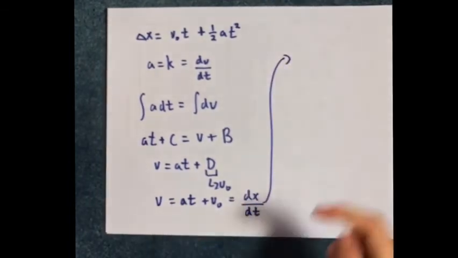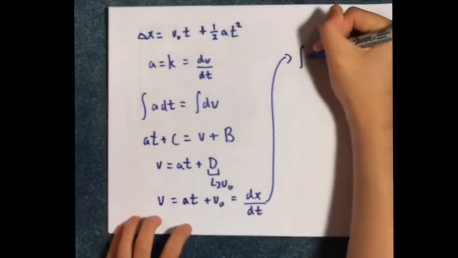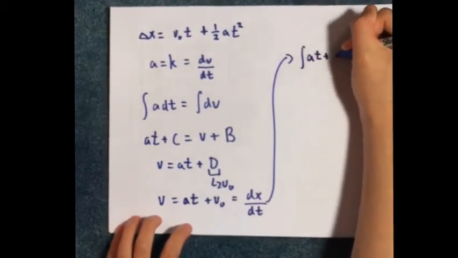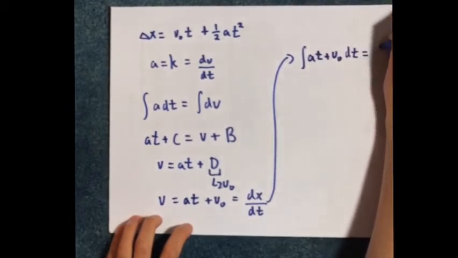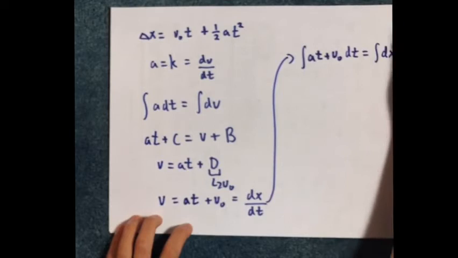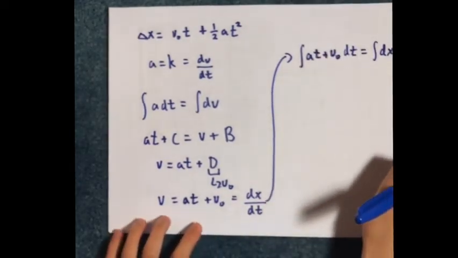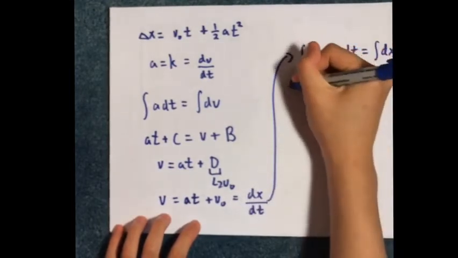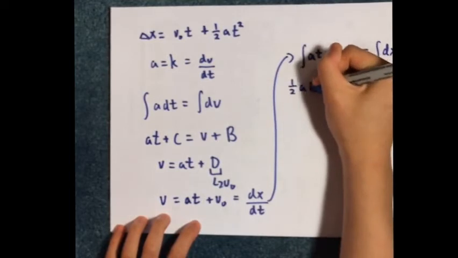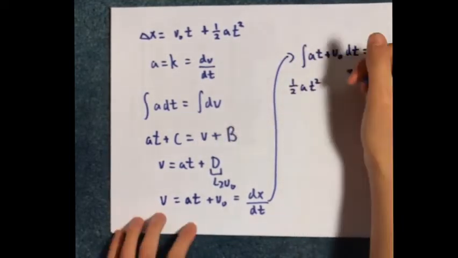So now, doing the same thing, moving the dt over to the upper side, we can get the integral of (at + v naught) dt is equal to the integral of just dx. So now, if you integrate both sides, the integral of whatever constant times t is just going to be 1/2 at squared. This is a constant, you can pull that out and just multiply by t.